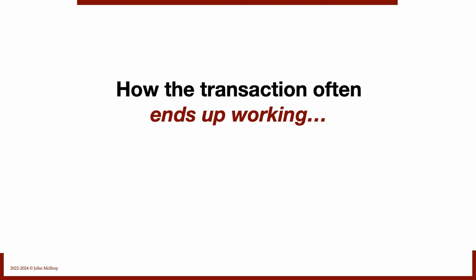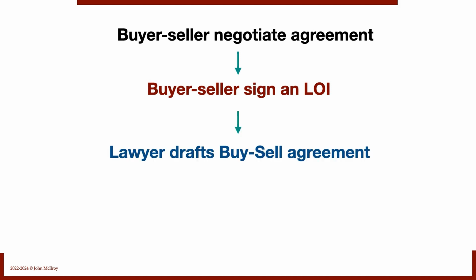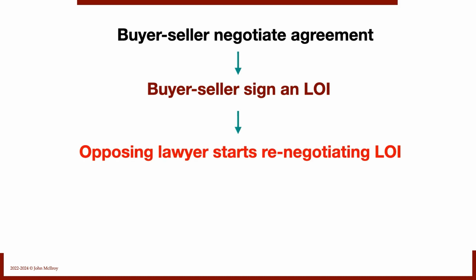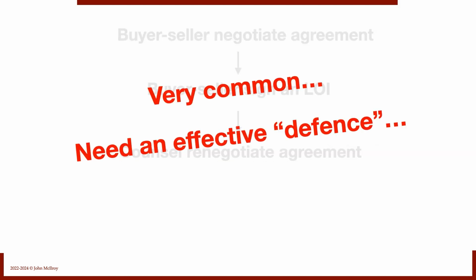But here's how the transaction often ends up working. Yes, the buyer and seller negotiate the agreement, they sign the LOI, the buyer's lawyer drafts the buy-sell agreement, but then boom, it comes to a hard stop. Why? Because the opposing lawyer wants to start renegotiating the LOI from scratch on terms much more favorable to the seller. I've seen this scenario played out so many times. It's very common, and we need an effective defense against it.